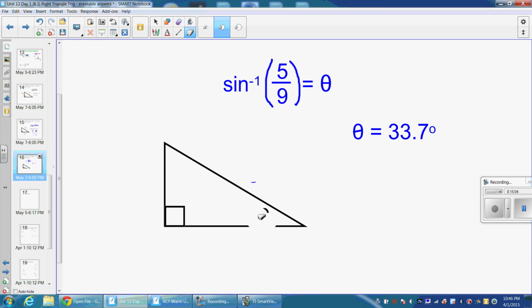The next piece is to pick one of the angles to be theta. That's the symbol for theta. We don't know the angle, now we know it's 33.7. Sine is the opposite over the hypotenuse, so my opposite side is right here, and it's 5. My hypotenuse is across from the right angle, so it must be 9.